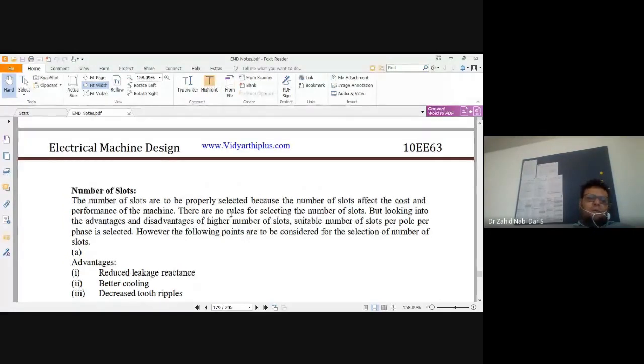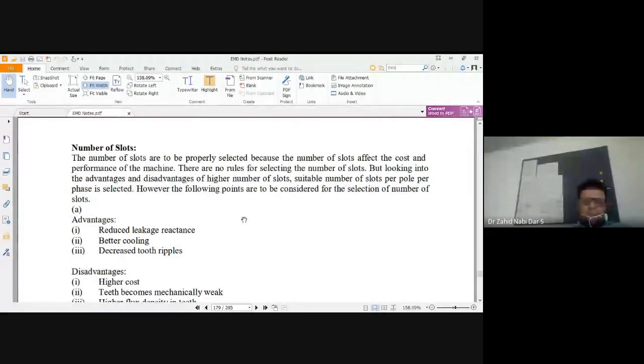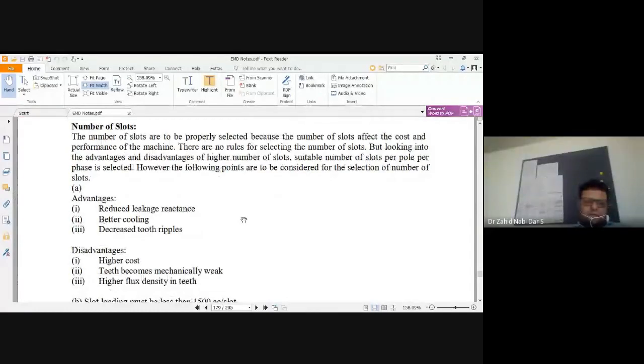Now, how do you go for the number of slots? How should the number of slots be selected, what parameters have to be considered, how to select a high number of slots, a suitable number of slots per pole, and what are the points to be considered for the number of slots?